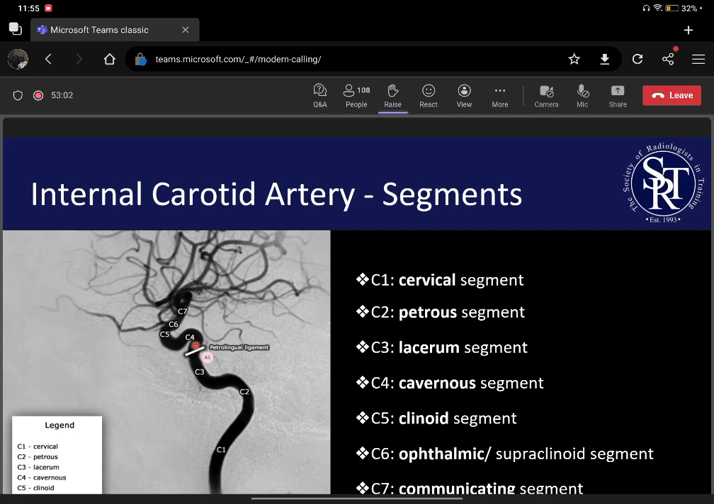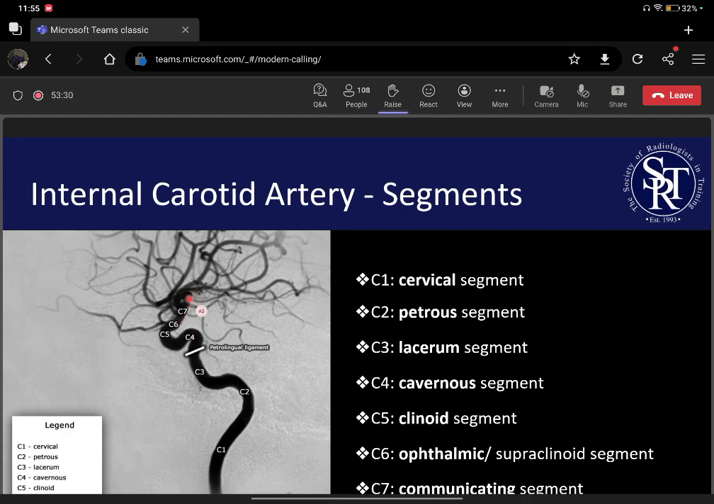Here is our C4 cavernous segment as it goes into the cavernous sinus. It then comes around and does this loop that you can see here. This is as it's going around the anterior clinoid process. And so as you expect, C5 is going to be our clinoid segment. It then loops backwards posteriorly and becomes C6, our supraclinoid or ophthalmic segment.